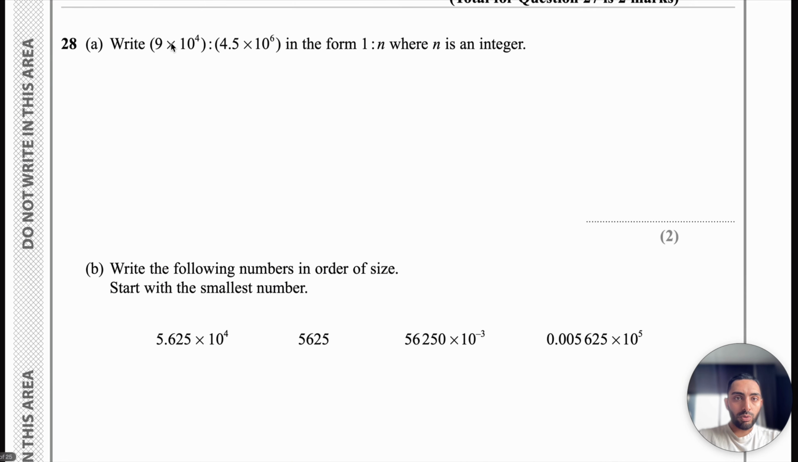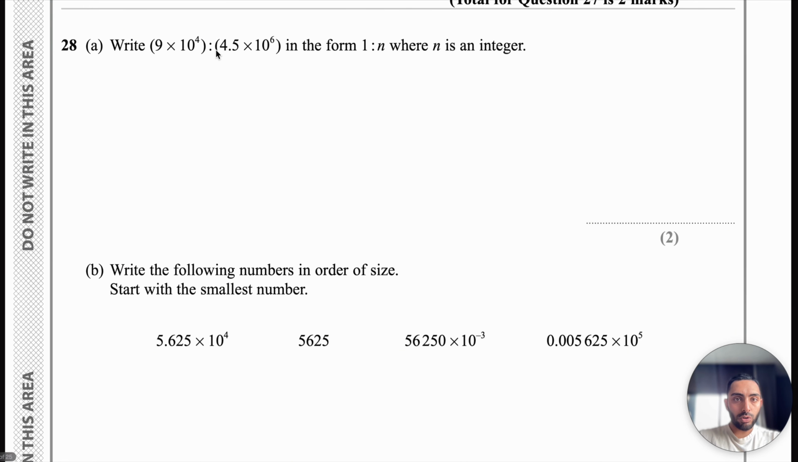Question 28. Write 9 times 10 to the power of 4 to 4.5 times 10 to the power of 6 in the form 1 to n, where n is an integer. So this is just a unitary form question where we're trying to get it in the form 1 to something else. If I had the ratio 10 to 5 and I want to get this down to 1, to get from 10 to 1, I divide by 10, and I would do the same thing to the right hand side. I divide that by 10.